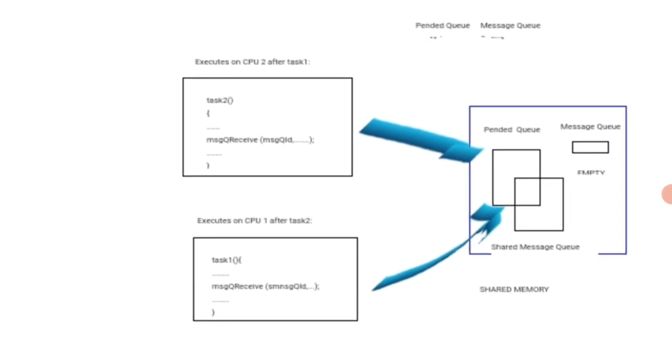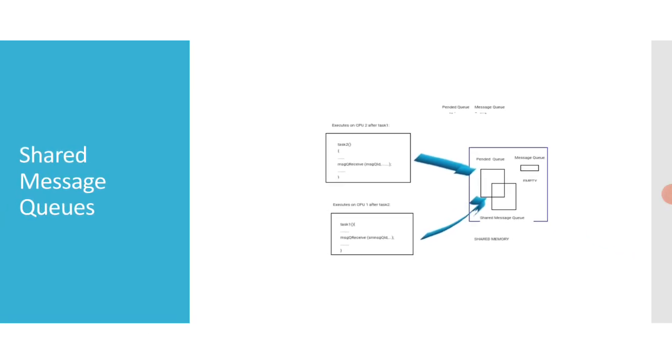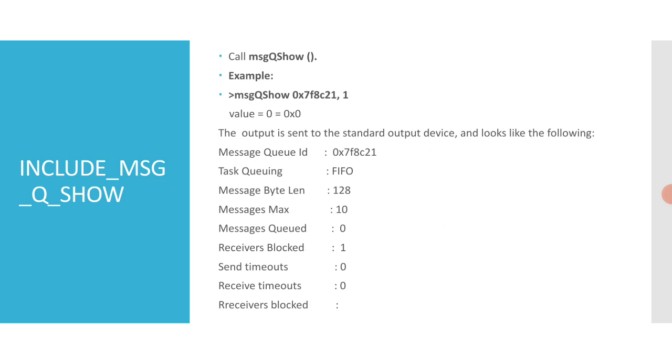To display the status of a shared message queue as well as the list of tasks pended on the queue, select INCLUDE_MSG_Q_SHOW for inclusion in the project facility VxWorks view and call the msgQShow method.